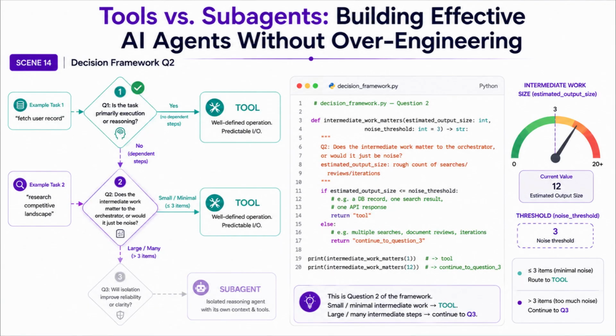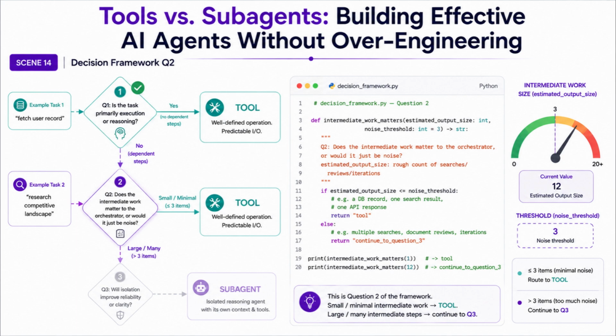Question 2. Does the intermediate work actually matter to the orchestrator, or would it just be unwanted noise cluttering things up? Tool results are typically small and genuinely useful enough to keep directly inside the orchestrator's own context. A database record, one search result, or a single API response can usually be consumed immediately without further processing.